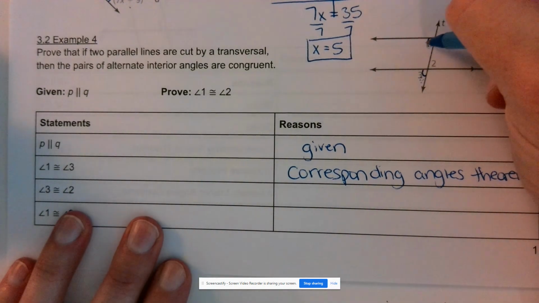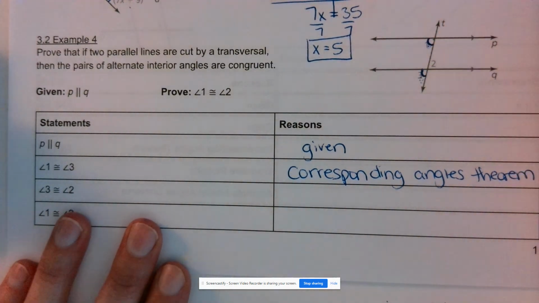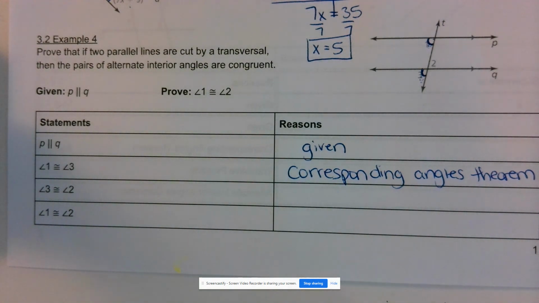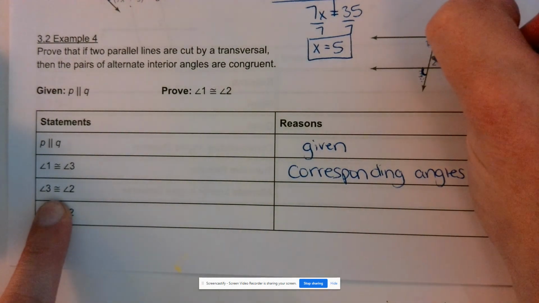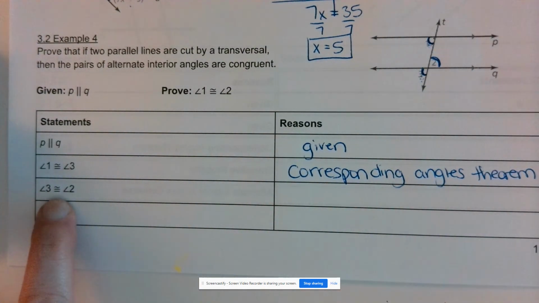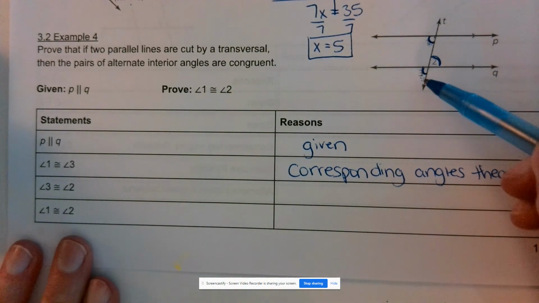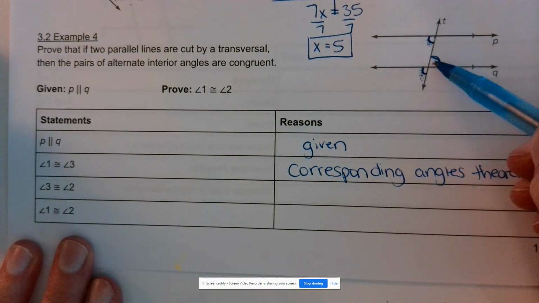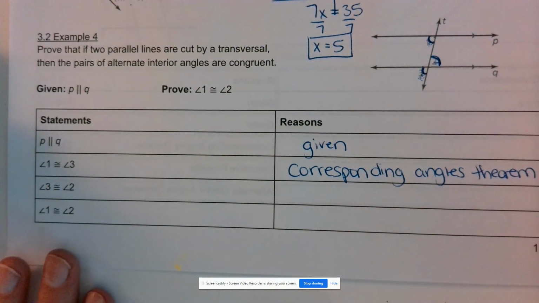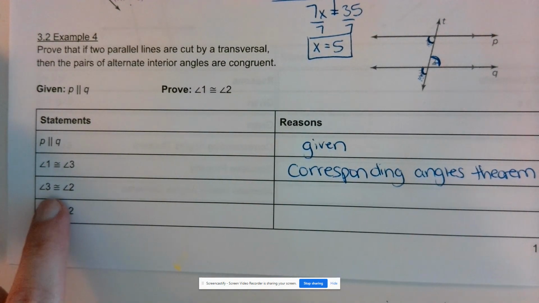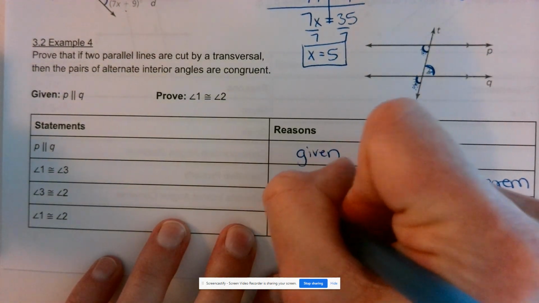So I went ahead and I put one arc on both of these angles to show they're congruent. We also know that angle 3 is congruent to angle 2. We have to ask ourselves, how do we know that angle 3 and angle 2 are congruent? Do they form a special angle pair? They do. They are vertical angles. Vertical angles are always congruent. So we know angle 3 is congruent to angle 2 by the vertical angles theorem.